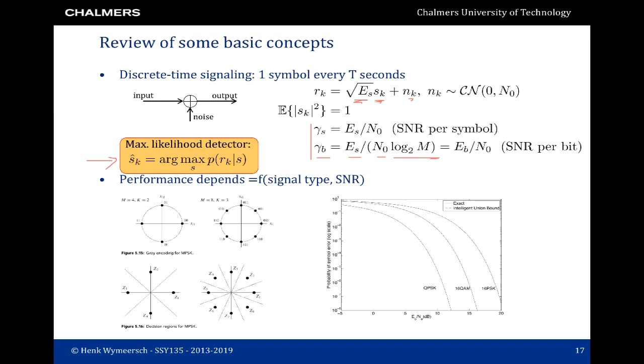So in this figure here, we show as a function of the Eb over N0, so this SNR per bit, the error probability, the symbol error probability for different constellations. So for QPSK, which has 4 points, 16 QAM and 16 PSK. And we see that to reach a certain bit error rate, different constellations require different SNRs. So for instance, 16 PSK requires much more SNR than QPSK. Of course, with 16 PSK we can send 4 bits per symbol, and in QPSK we can only send 2 bits per symbol.